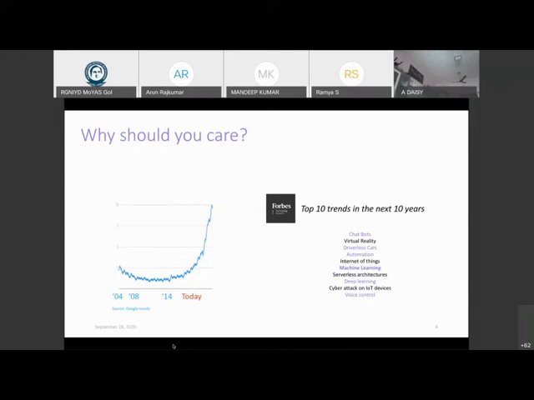And so there is a heavy need for people who know machine learning, right? So that's why you should care about this, and not just that. I think one of the very popular magazines, called Forbes Technology Council magazine, lists the top 10 trends in the next 10 years. Here are the top 10 trends.